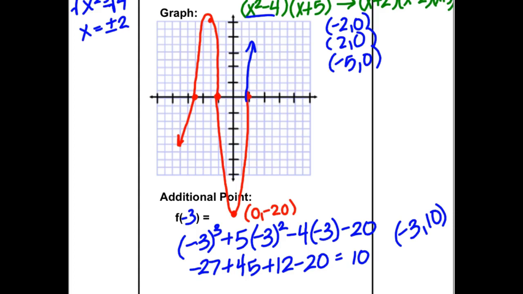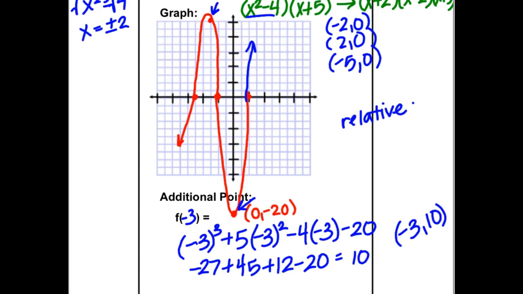And remember, that also means that you can be typing these functions into the graphing calculator to check your points. One thing I haven't mentioned that I do want to mention, these points are what we call relative minimums and maximums.